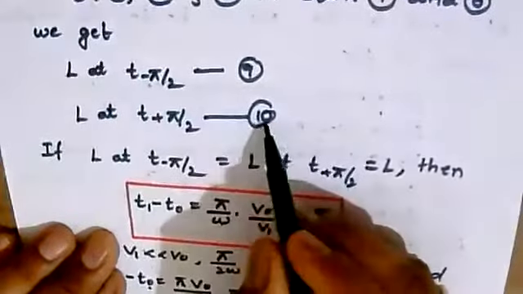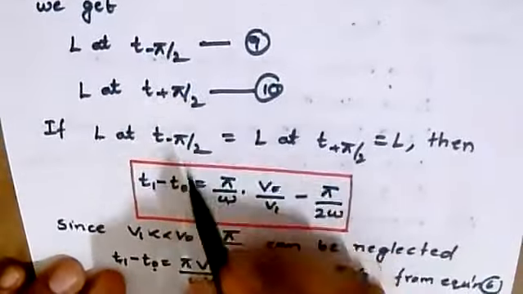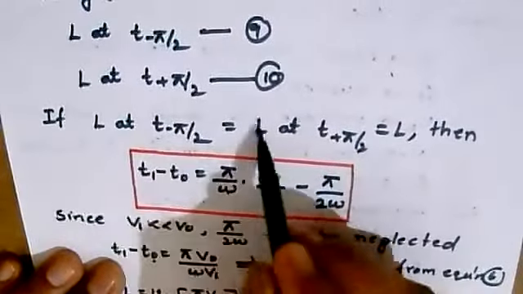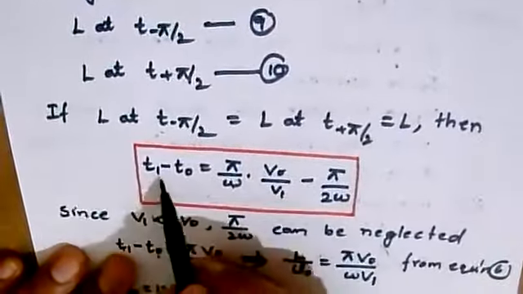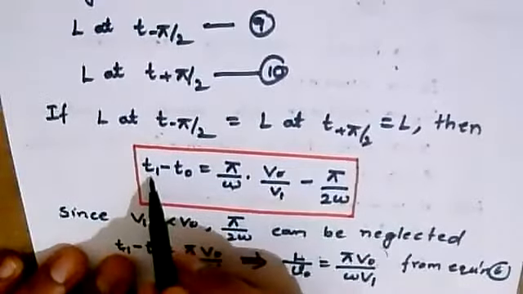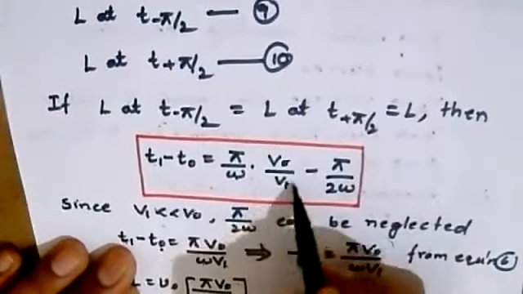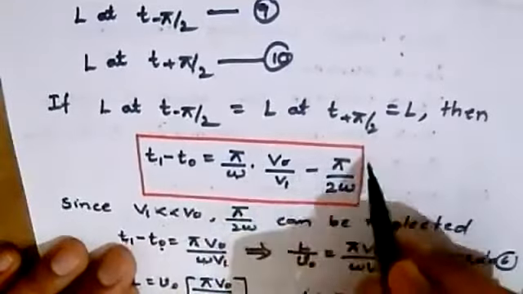So once we substitute the values of A, B and C, D in L at t minus pi by 2 and L at t plus pi by 2, we'll be simplifying. For that, it has been approximated that the time taken for those two will be almost equal at the equal distances traveled. So equating all those distances, after simplifying these equations, we'll get T1 minus T0 is equal to pi by omega V0 by V1. Because V1 is very small, this will be very high. Hence, this will be neglected.